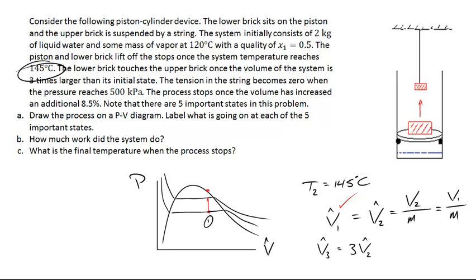So in state 3, if we know V2, that means we now know the specific volume in state 3. So you've got to search for some other intensive variable at state 3. If we had the specific volume, can we find the temperature? If you had the specific volume, you could find the temperature, provided it was in the two-phase region. It's not. By the time the brick moves, all of that liquid has evaporated. So we've got one thing, but we need to find another thing.